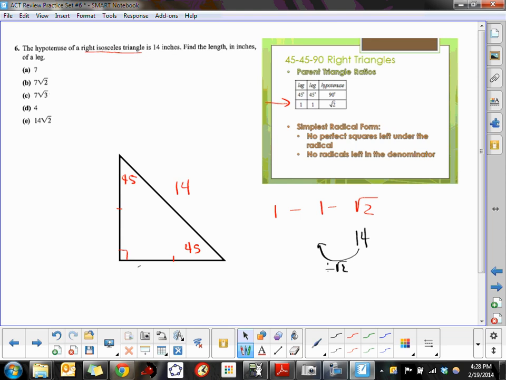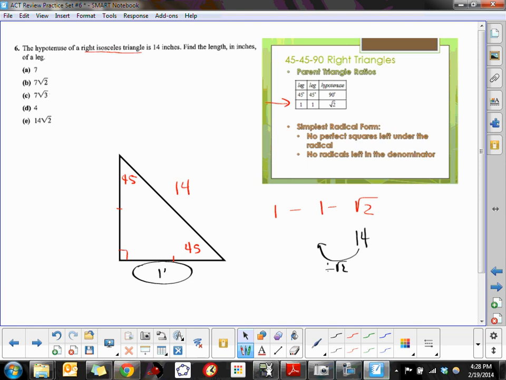The legs are always shorter, so this leg is going to be whatever 14 divided by the square root of 2 is. And now it's a matter of simplifying radicals. What you've got to remember is no perfect squares left under the radical and no radicals left in the denominator. Well, the square root of 2 is known as a radical. We can't leave it in the denominator, so we multiply the top and bottom of this fraction by the square root of 2 to help get rid of that radical denominator.